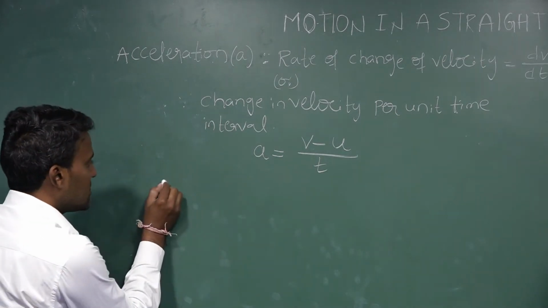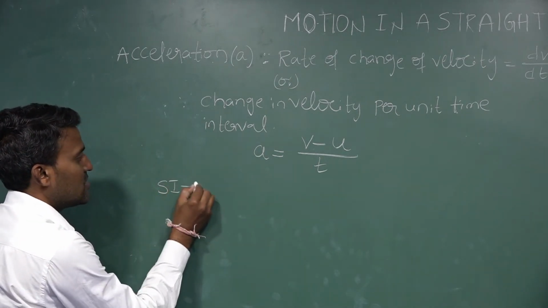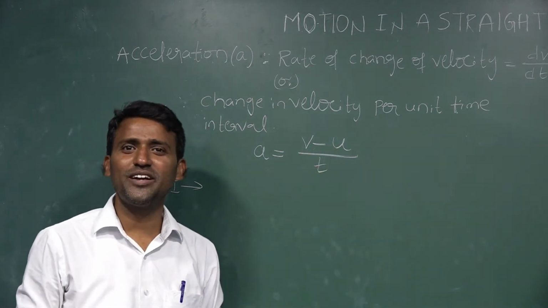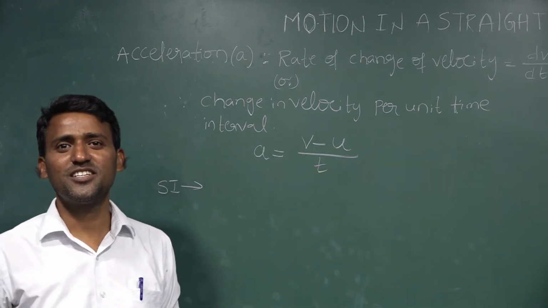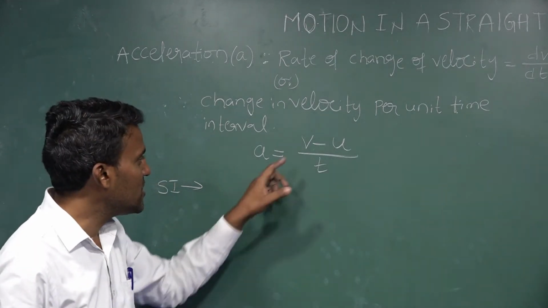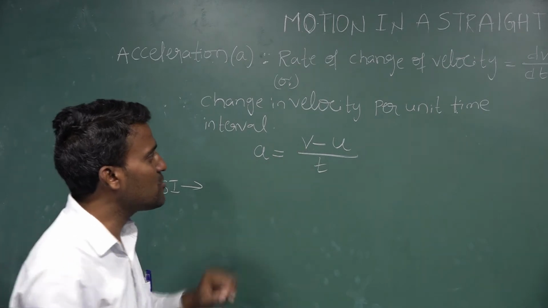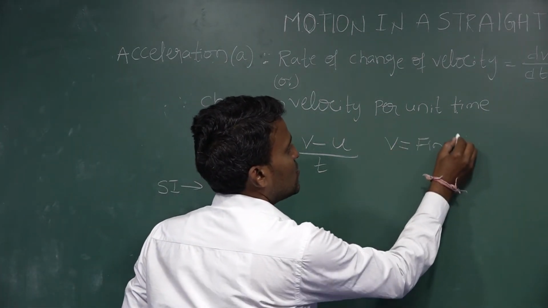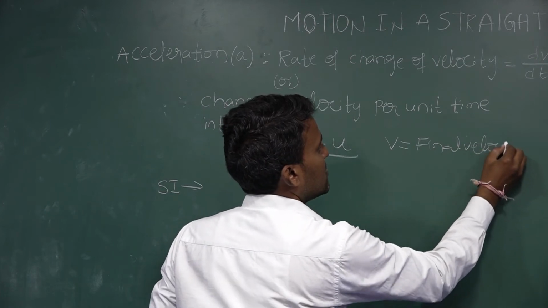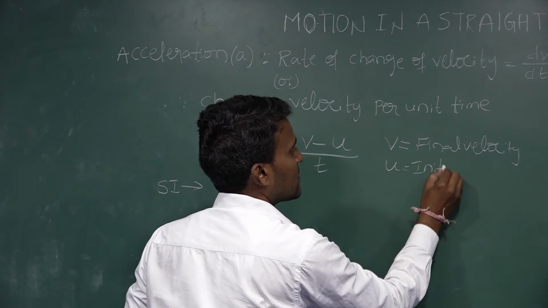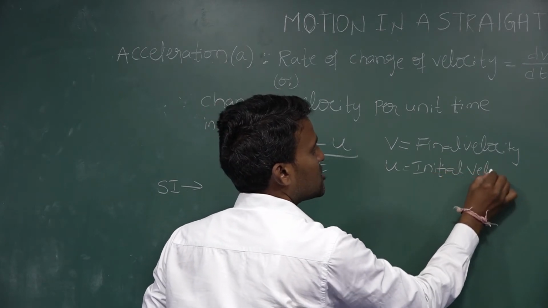Now I am writing SI units first. SI units means change in velocity. The resultant is nothing but a velocity only. How is it? For example, in this one, V represents final velocity. V is final velocity. U is initial velocity.